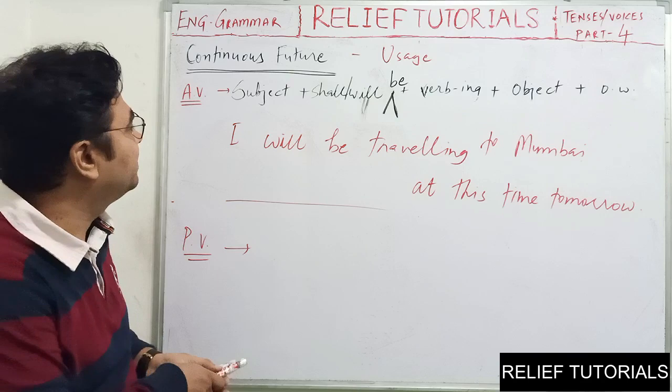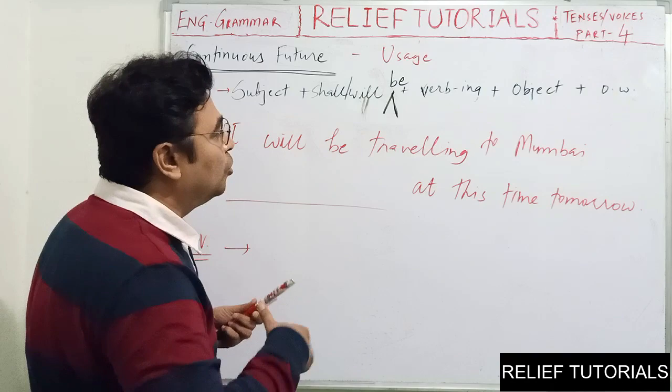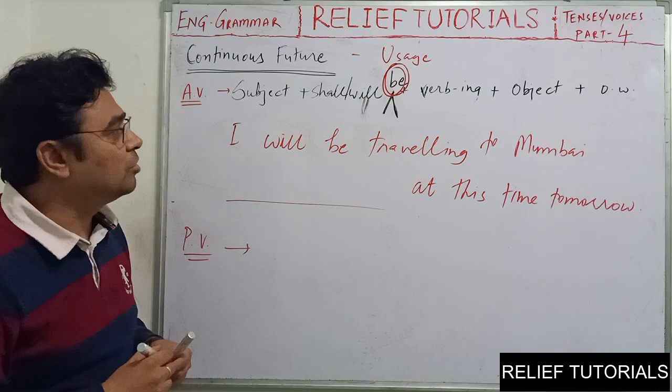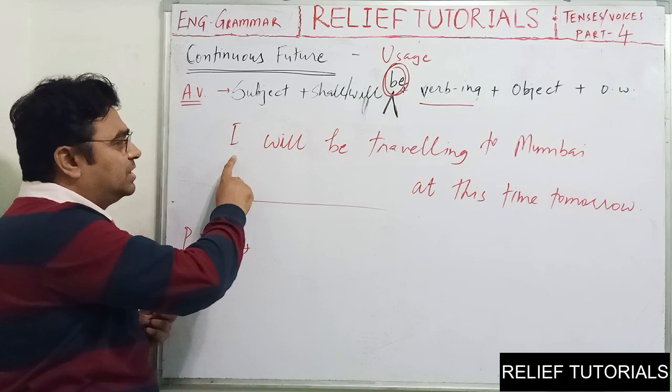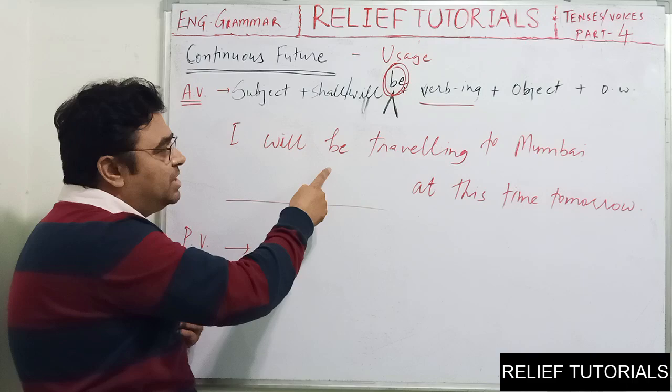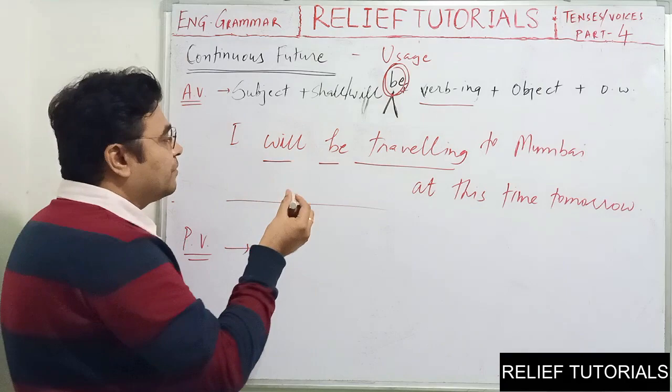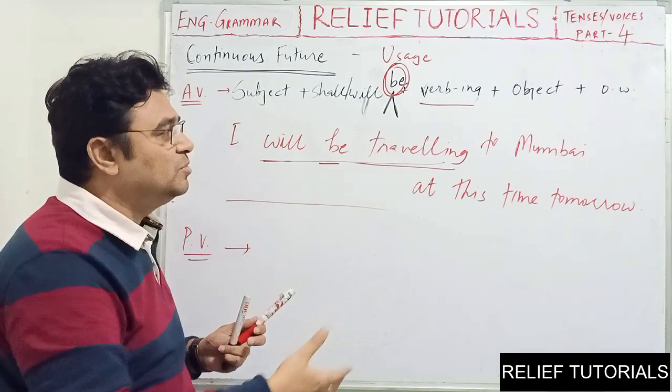Subject followed by shall or will. Now one more auxiliary verb will be added, that is be. Shall be or will be. Then the verb with ing, verb ka ing wala form, present participle form, object and the other words. Example is, subject I have taken is I, and the verb I have taken will be, I will be traveling. So this is the whole form of verb of continuous future tense. I will be traveling to Mumbai at this time tomorrow. So this is active voice of continuous future tense.